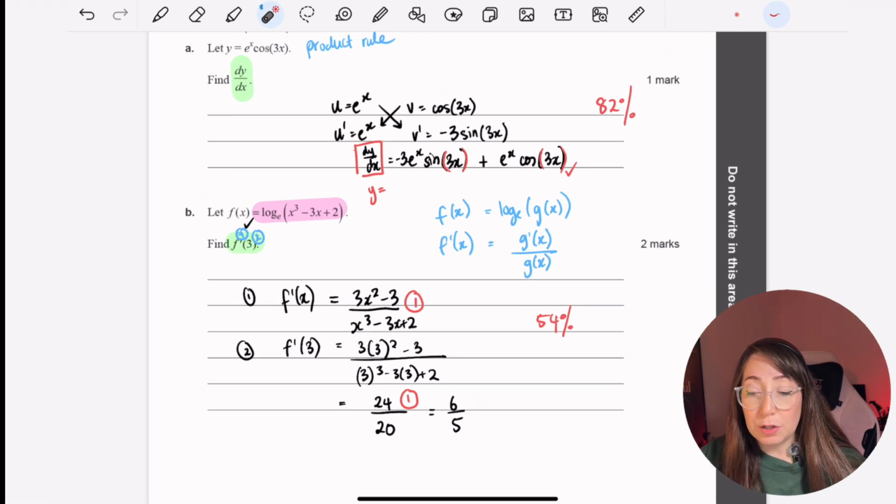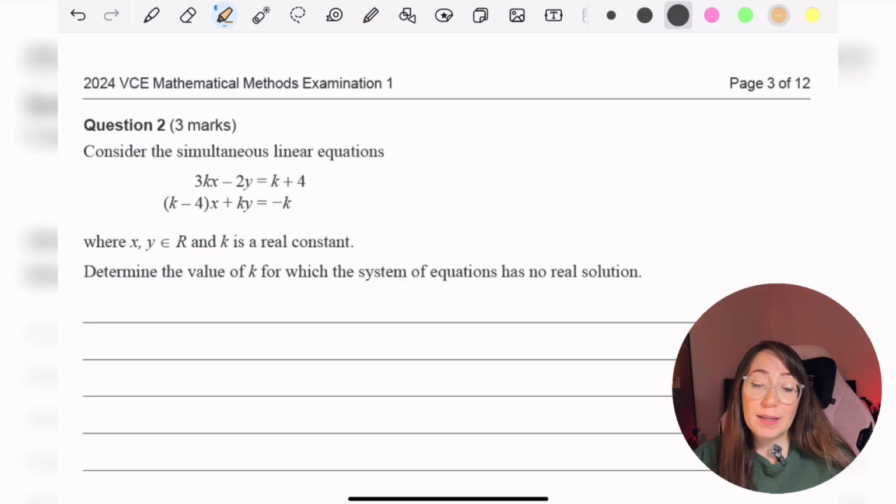And now moving on to question 2. Consider the simultaneous linear equations as written there below, where x and y are part of the real number set and k is a real constant. So determine the value of k for which the system of equations has no real solution.